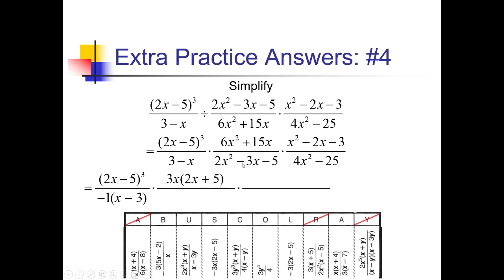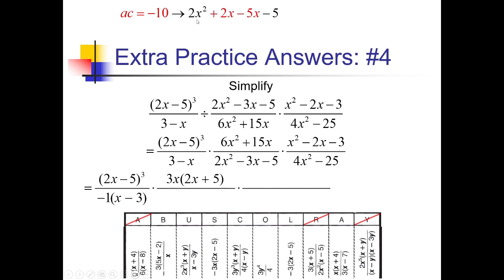Now for 2x squared minus 3x minus 5, I can't take out a common factor, so I'm going to use the AC method on that. 2 times negative 5 is negative 10. I need now factors of negative 10 that add up to this negative 3 here. Well, 1 and 10 doesn't work, but 2 and 5 does, if I have positive 2 and negative 5. So I will split this negative 3x up into a plus 2x minus 5x.